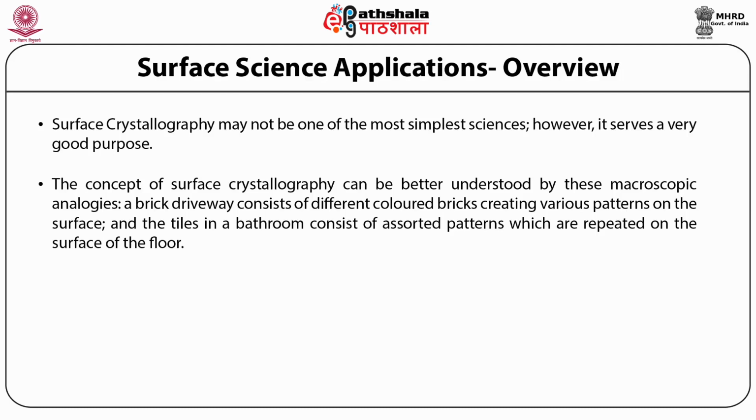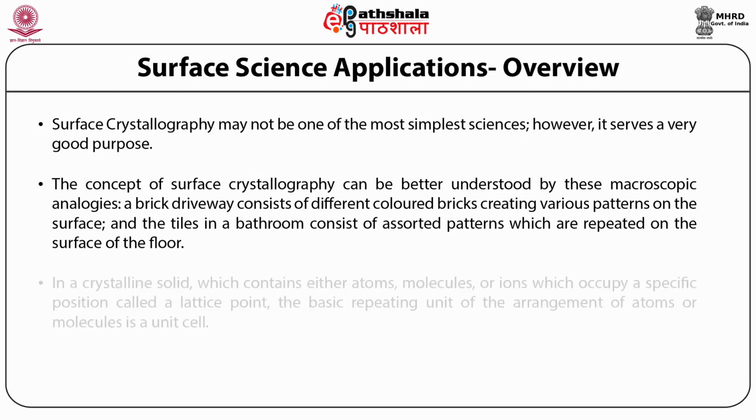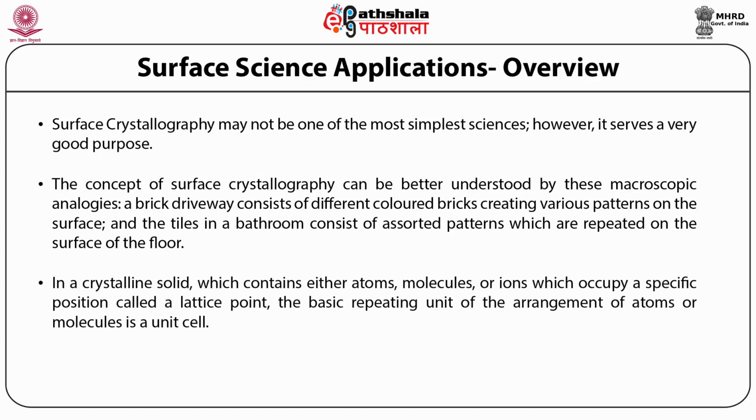A brick driveway consists of different colored bricks creating various patterns on the surface, and the tiles in a bathroom consist of assorted patterns which are repeated on the surface of the floor. These patterns are a result of atoms being repeated on the surface. A crystalline solid contains atoms, molecules, or ions, which occupy specific positions called lattice points. The basic repeating unit of the arrangement of atoms or molecules is a unit cell.